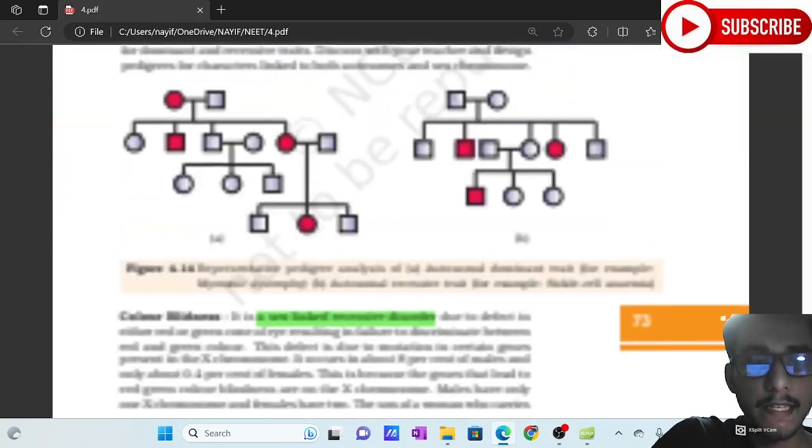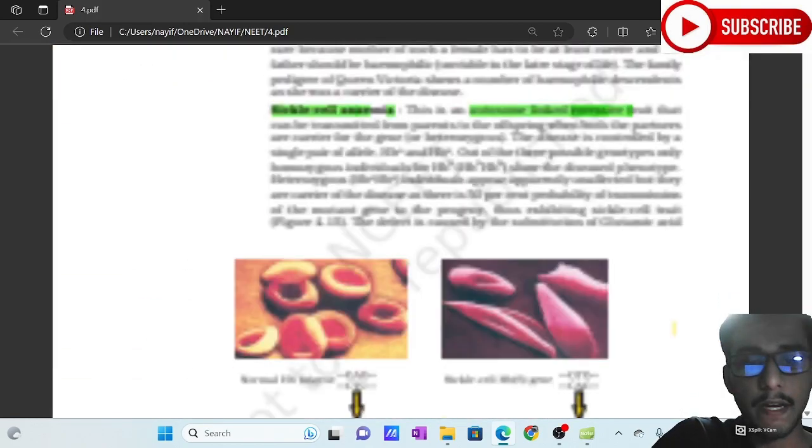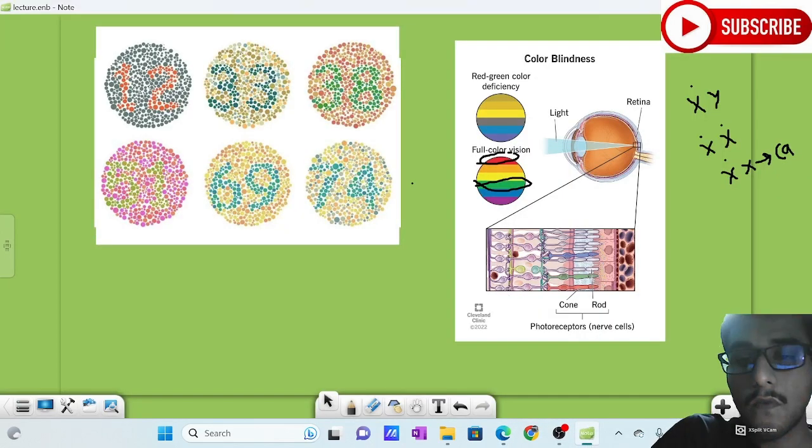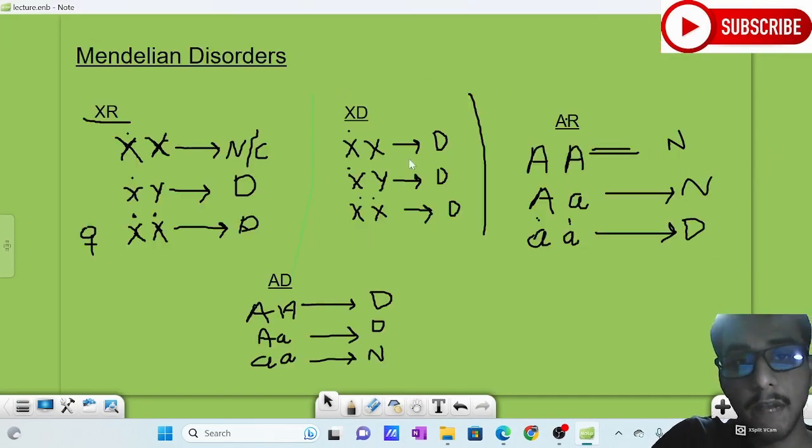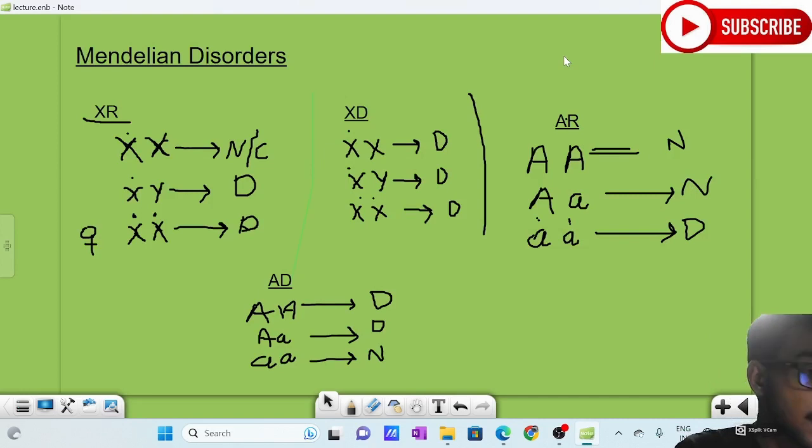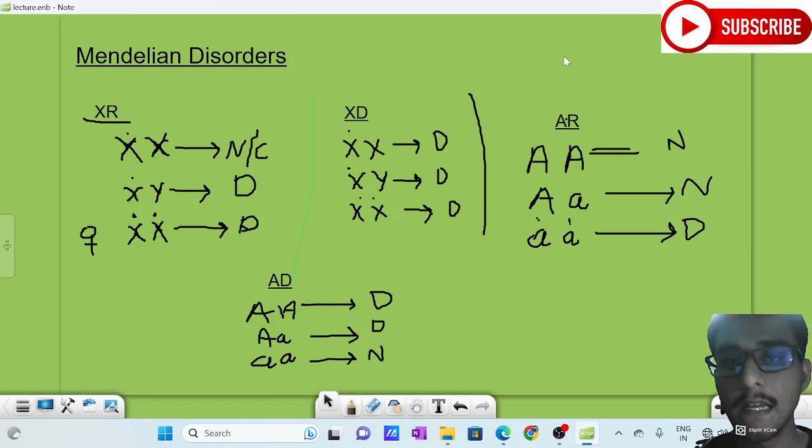A very easy topic, right? So what is sickle cell anemia and which category does it belong to? We know that sickle cell anemia is an autosomal recessive disease. It is an autosomal based inheritance pattern. Some examples of autosomal recessive diseases are sickle cell anemia, phenylketonuria, thalassemia, albinism, xeroderma pigmentosum, cystic fibrosis, etc. Okay, these are the examples.